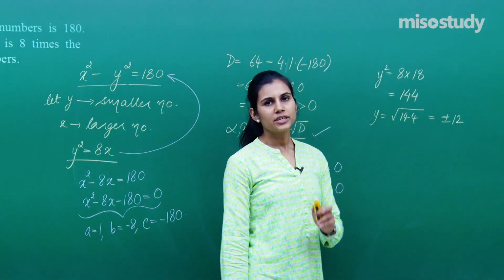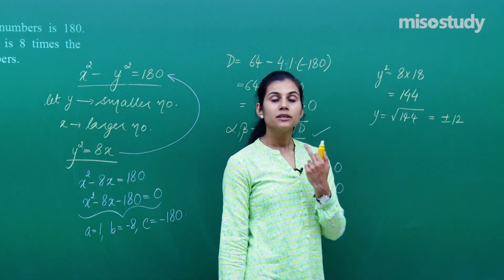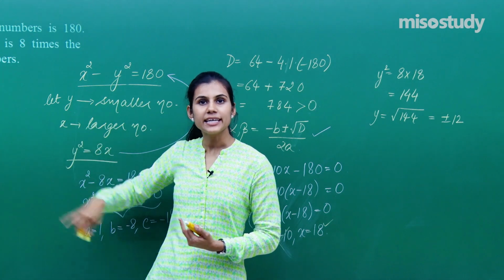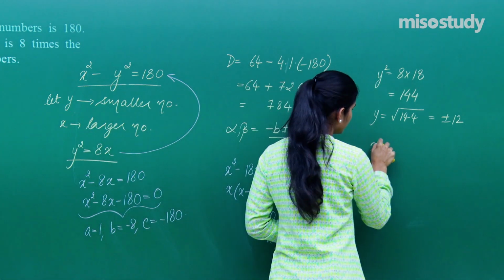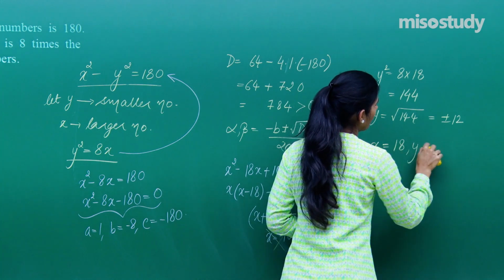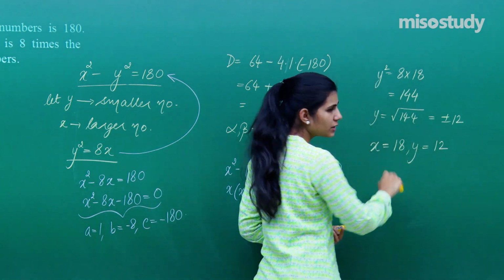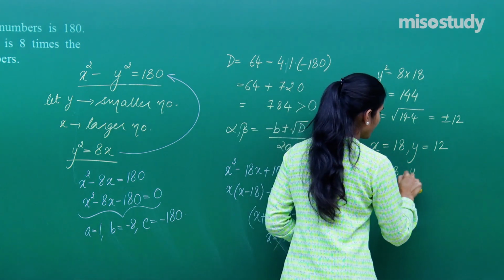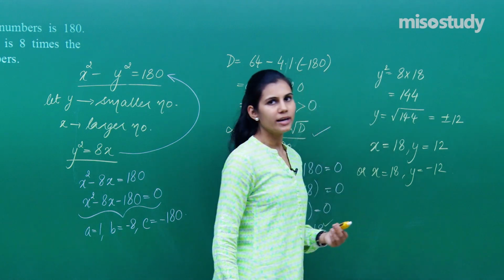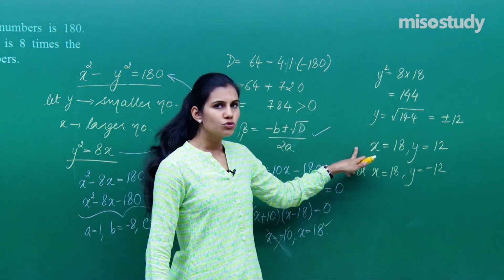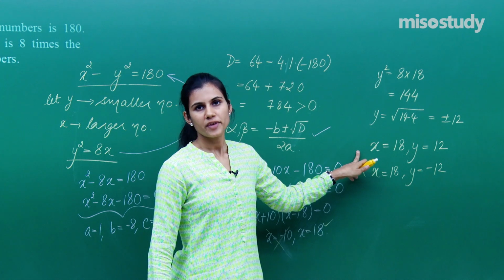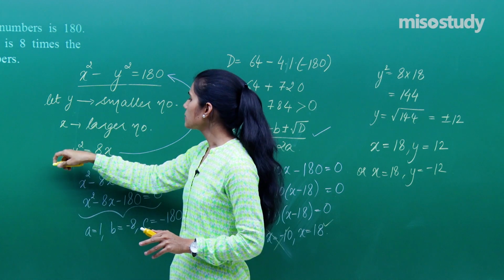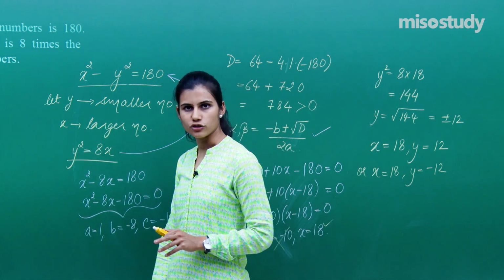So the two numbers such that the difference of their squares is 180, and the square of the smaller number is 8 times the larger number, can be x is 18, y is 12. In this case, the smaller number is y, the greater number is x. Or x is 18, y is minus 12. Again, the smaller number is y, the larger number is x. These are the two favorable values of x and y satisfying the two conditions, that the difference of their squares is 180 and the smaller one's square is 8 times the larger one.